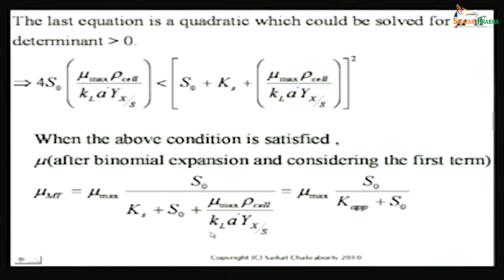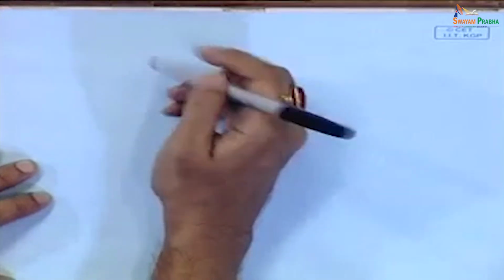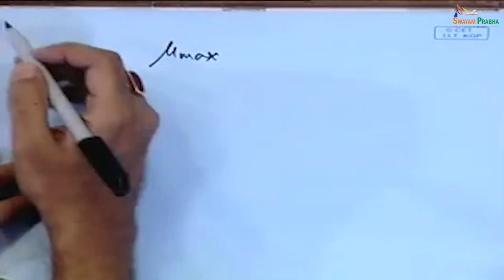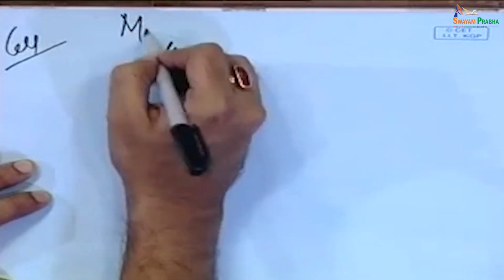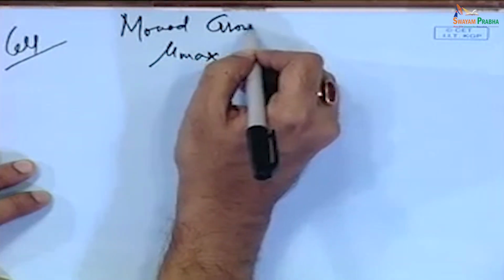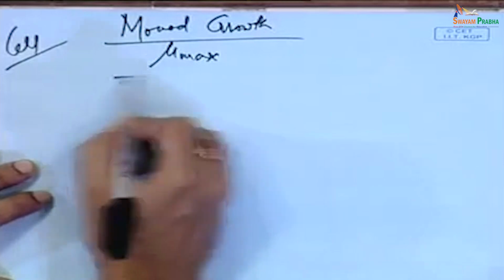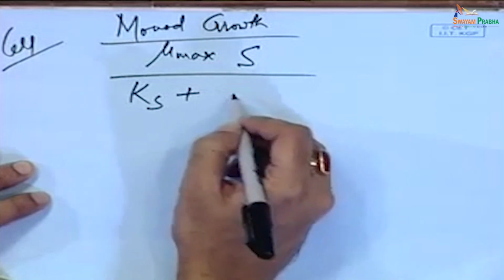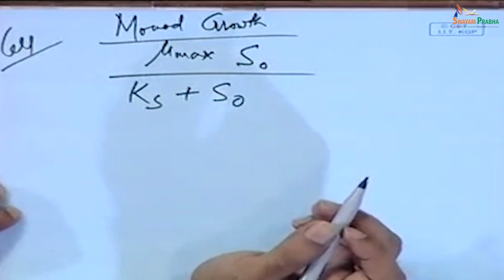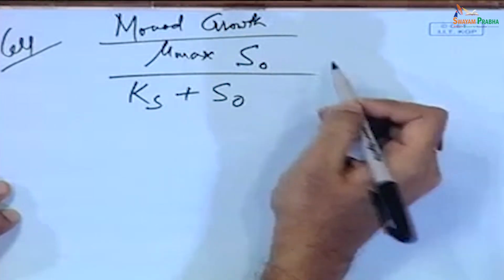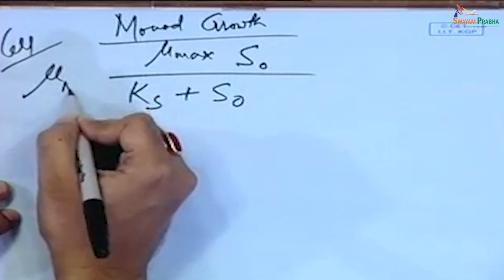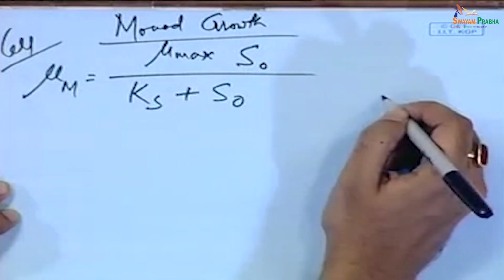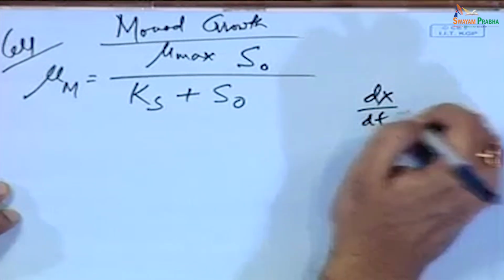What is the difference? So if I had monod growth, for example, what would be my growth if I had monod growth for the cells? You simply have mu max S naught times Ks plus S naught, right? And of course multiplied by X, that is always there. So your mu monod, let's call this mu monod, is this, and your growth rate dX/dt would be mu times X.